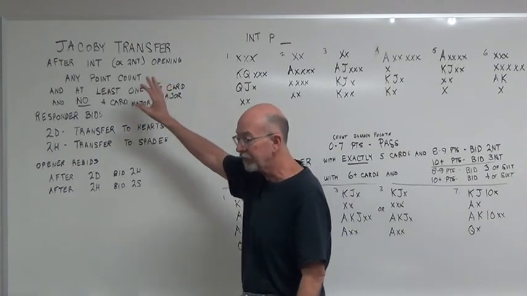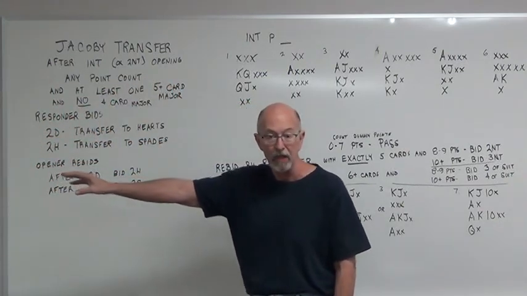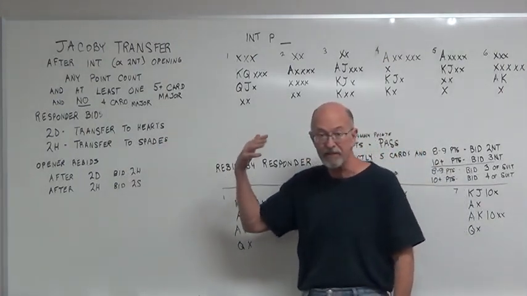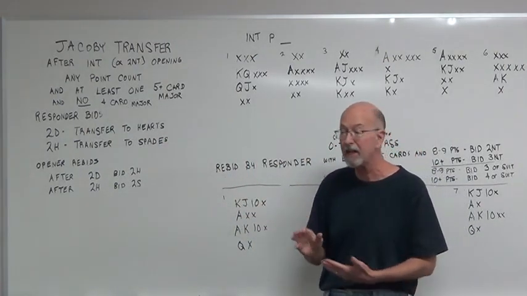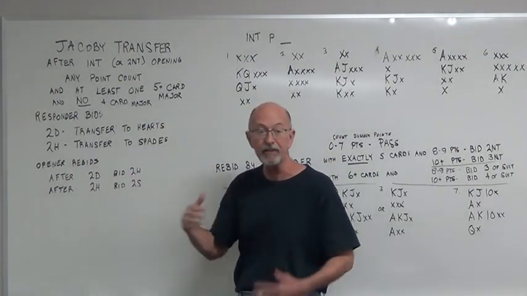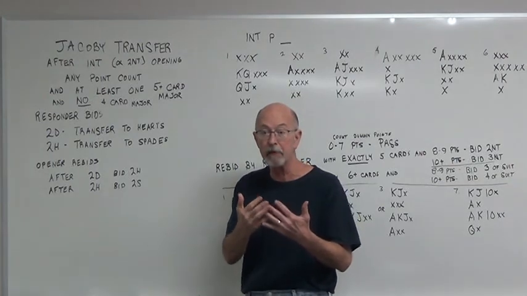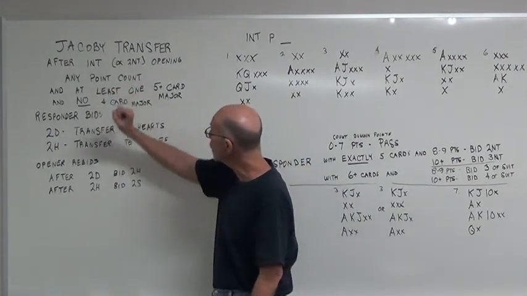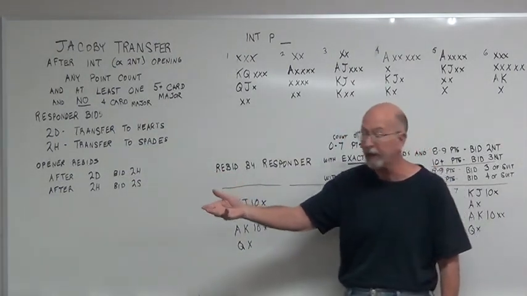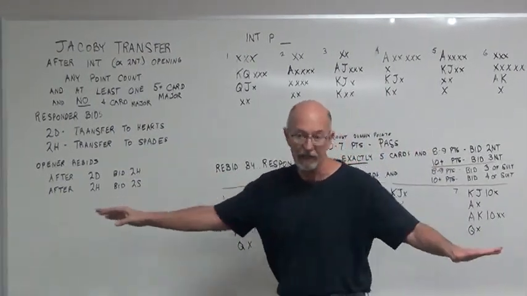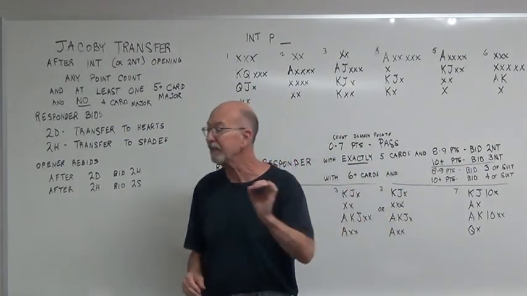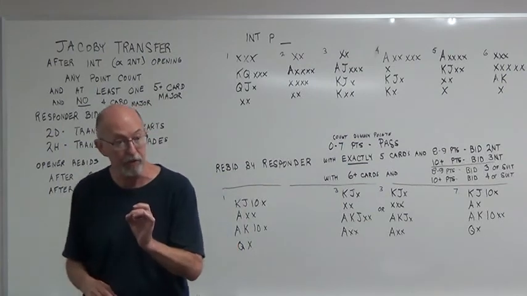First of all, when can you use a Jacoby transfer? Like after a 1 no trump opening, right? It's a convention that allows the responder to transfer the bid of the suit that you want played into the big hand. You can use a Jacoby transfer after a 1 no trump or a 2 no trump opening bid with any point count. You can have 0 points and use a transfer. In fact, if you have 0 points, you should use a transfer.